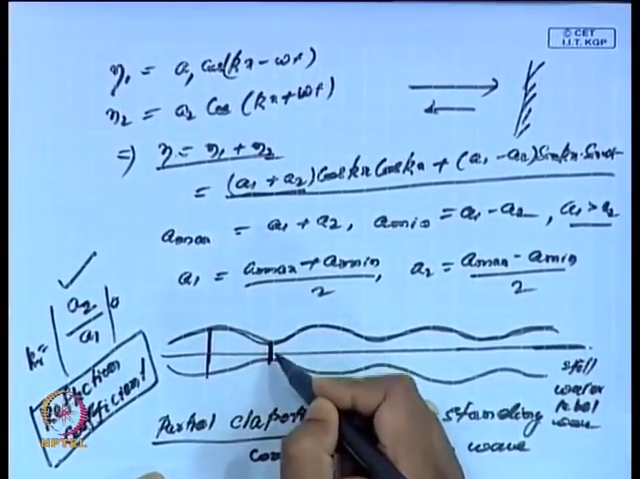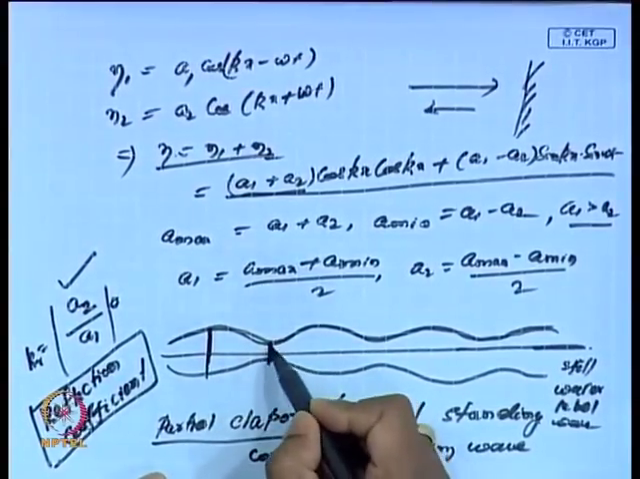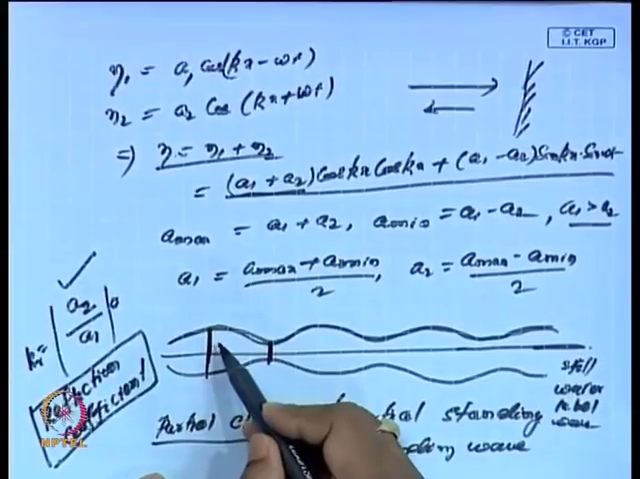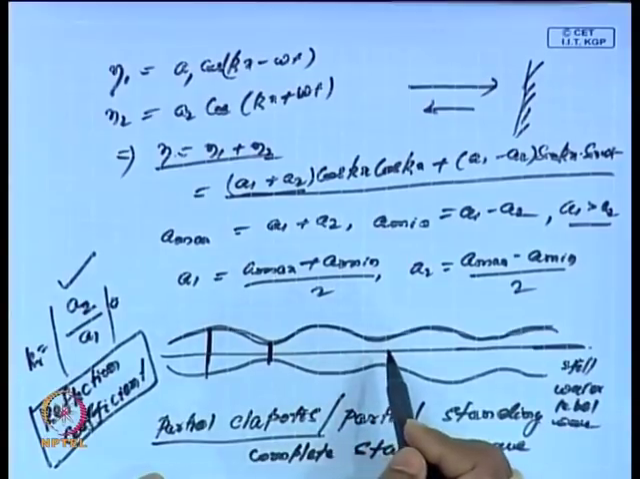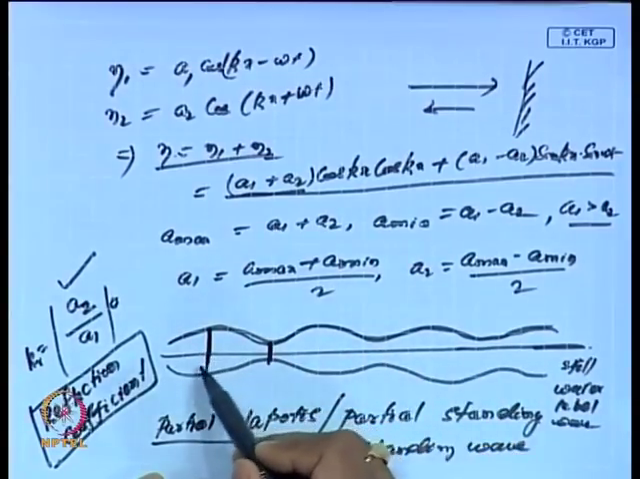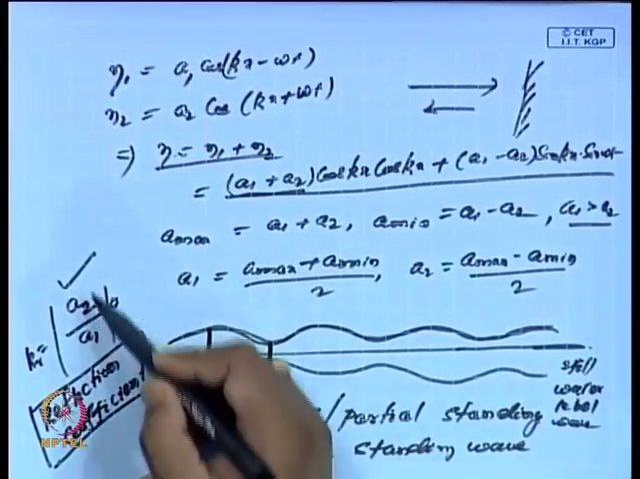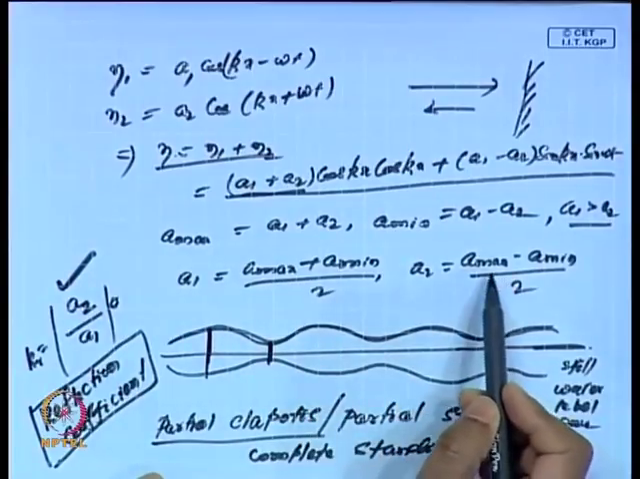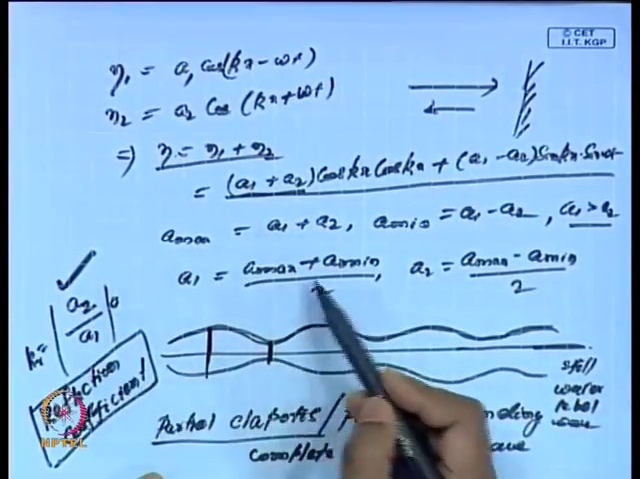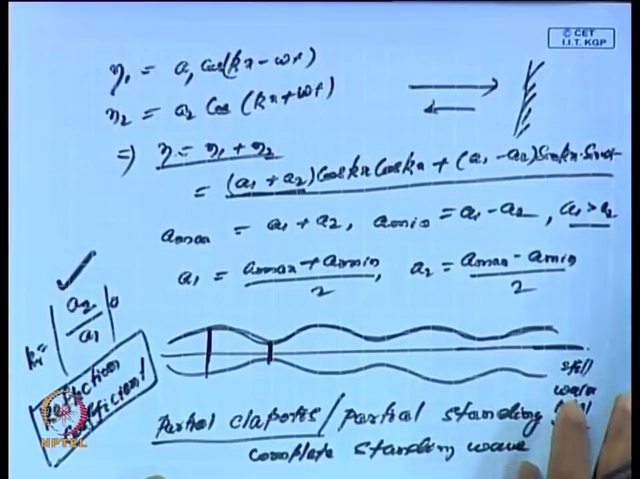So, this distance used to be measured, because this is the minimum amplitude A min, and this is the maximum amplitude. Near a wall, to know what kind of wave is formed and what the reflection coefficient of a particular wall is, this formula was used: A2 by A1, where A2 is A max minus A min by 2 and A1 is A max plus A min by 2. So, that is one way of obtaining the reflection coefficient of a wave.